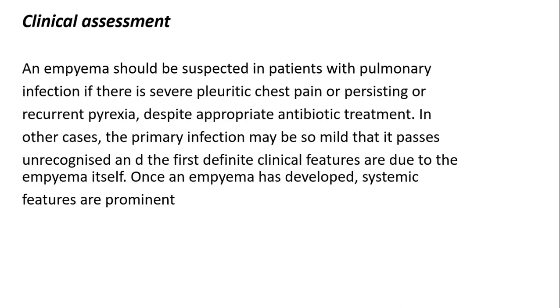Empyema should be suspected in patients with pulmonary infection if there is severe pleuritic chest pain or persisting or recurrent pyrexia despite appropriate antibiotic treatment. In other cases, the primary infection may be so mild that it passes unrecognized, and the first definite clinical features are due to the empyema itself. Once an empyema has developed, systemic features are prominent.